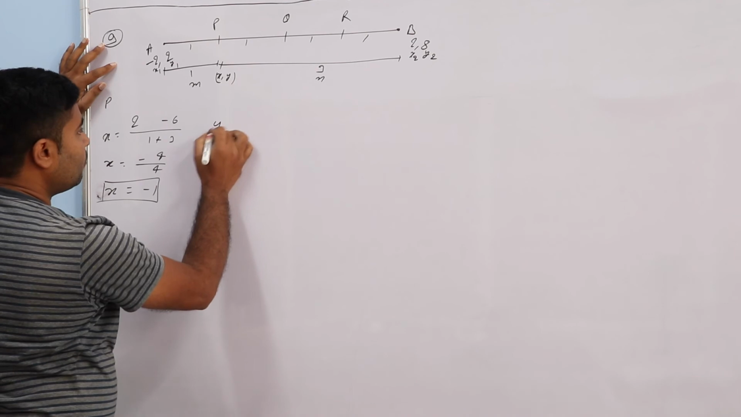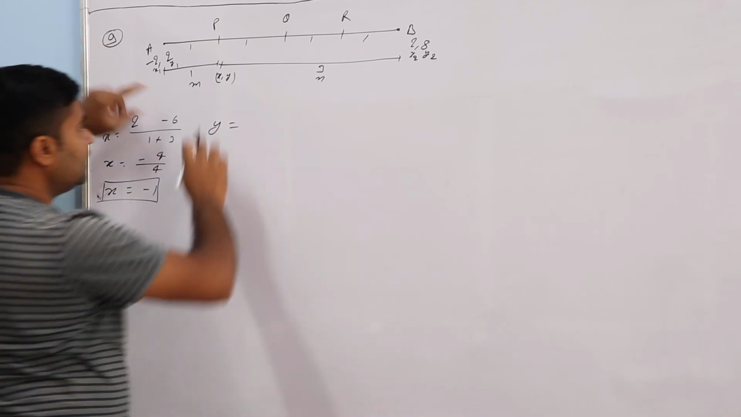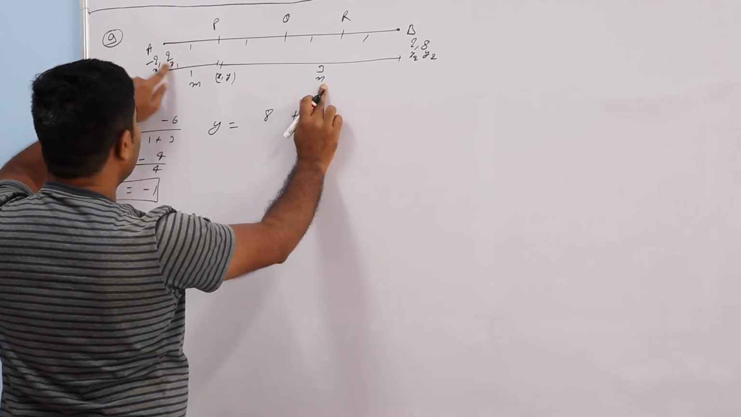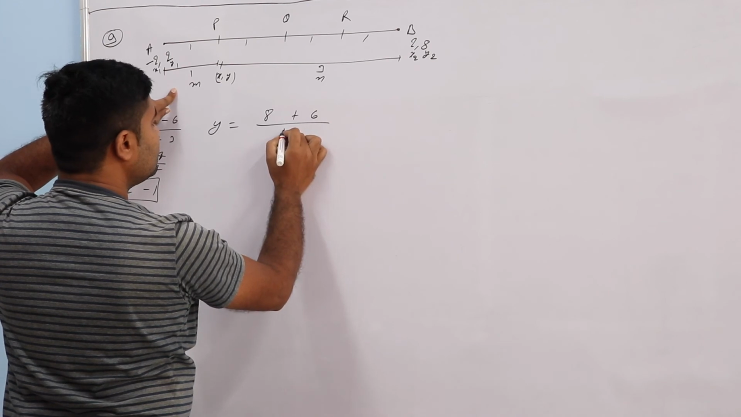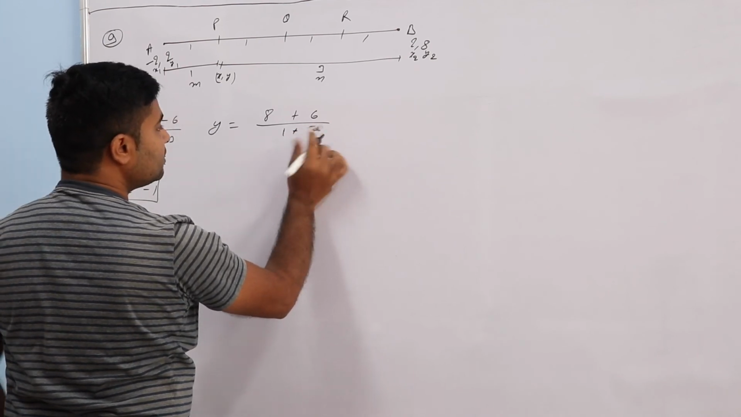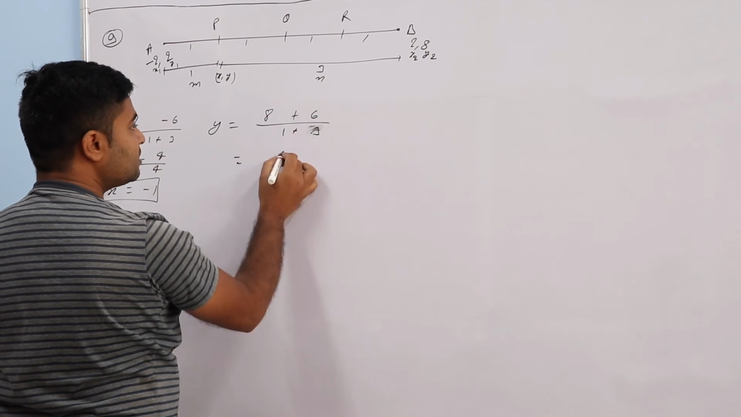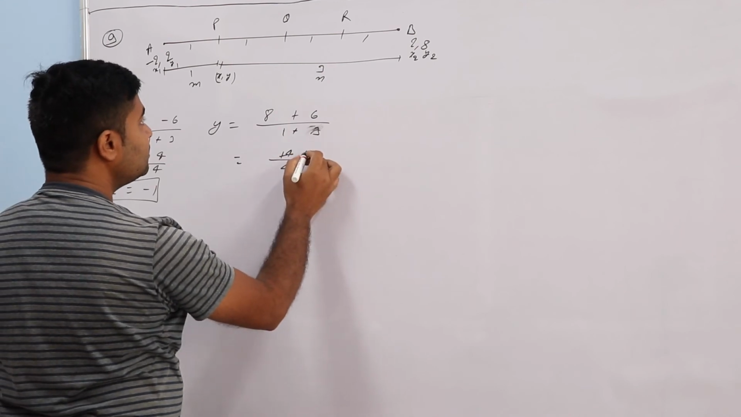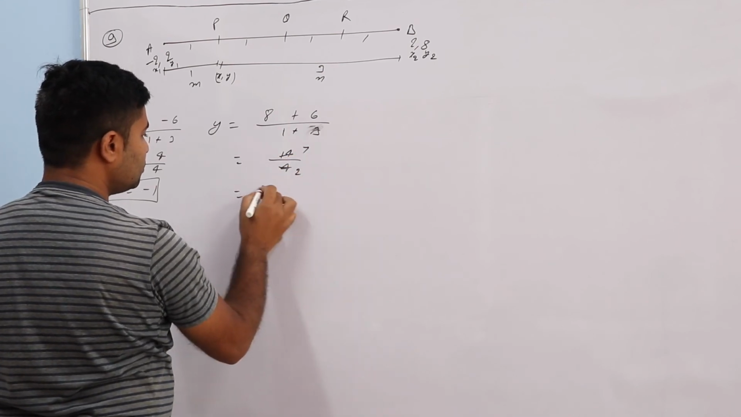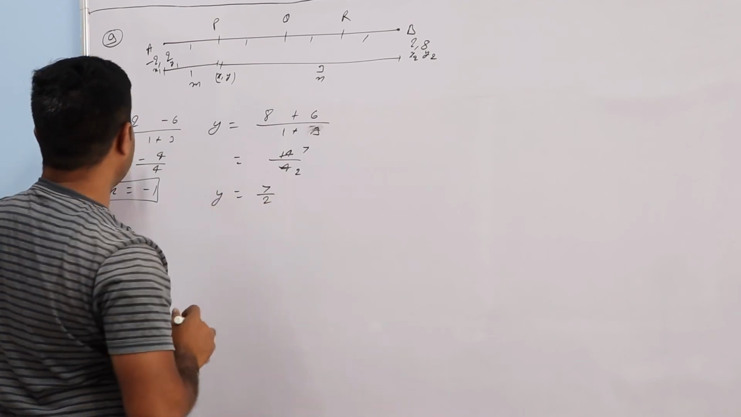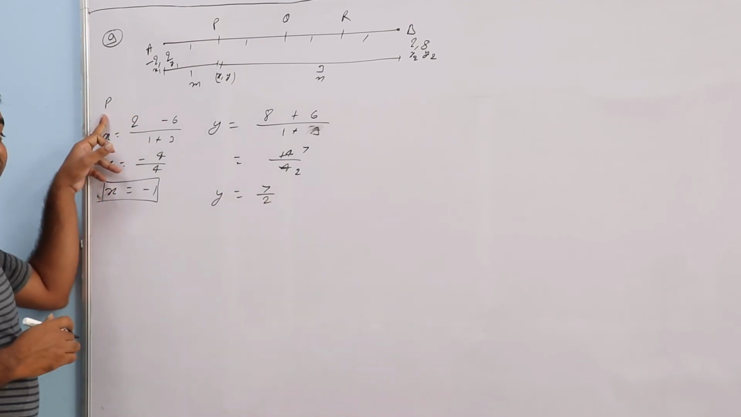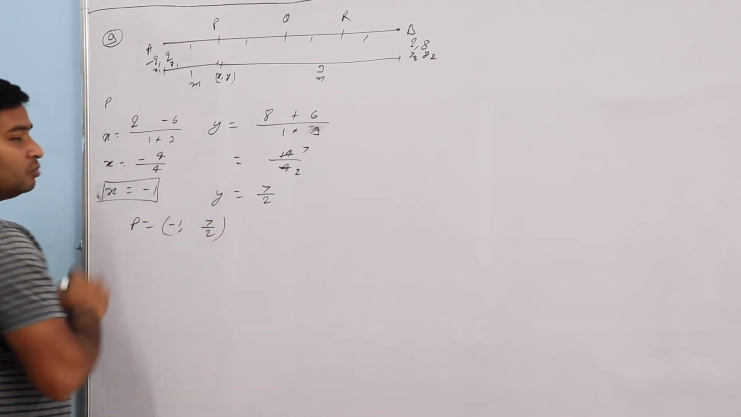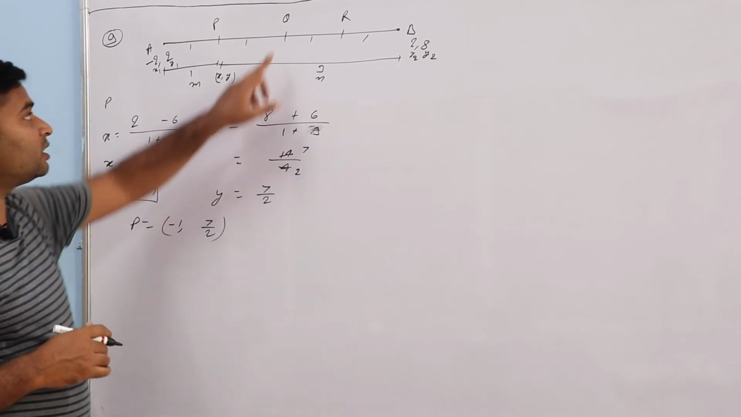Next, y is equal to m y2, which is 8, plus n y1, 3 into 2 is 6, by 1 plus 3. So 8 plus 6 is 14 by 4, which becomes 7 by 2. So the coordinate of point P we have got is minus 1 comma 7 by 2. In the same way you can find Q also.